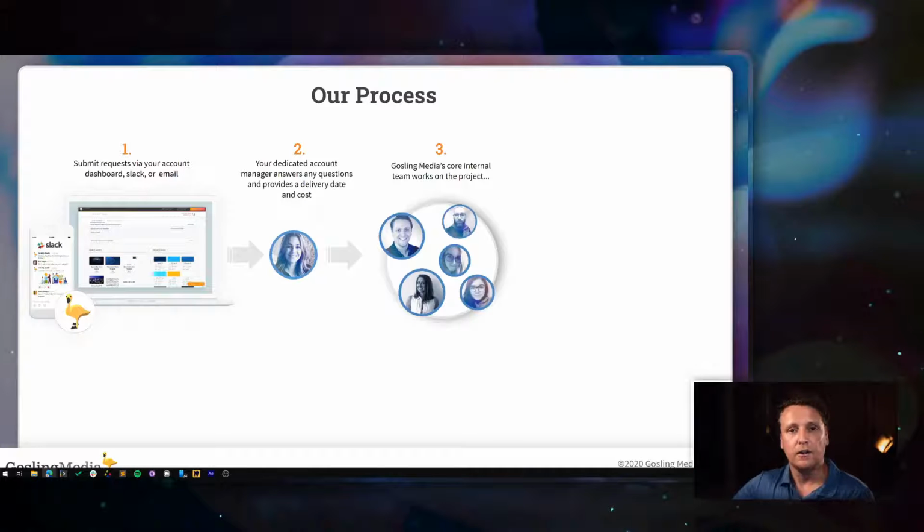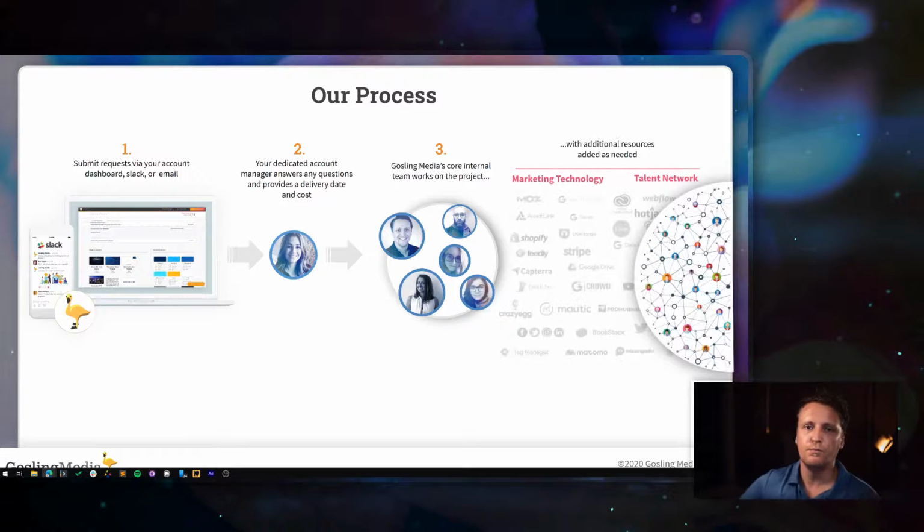So then we have a core in-house team that handles most of the projects, but we also bring in external resources as needed. So over the last 15 years, I've built up a really strong network of specialist contractors. So another benefit that we bring to clients is that if there's a certain skill set that you're struggling to find, chances are I know someone from my previous experience who can do that.